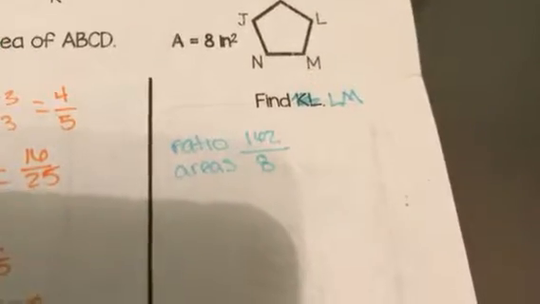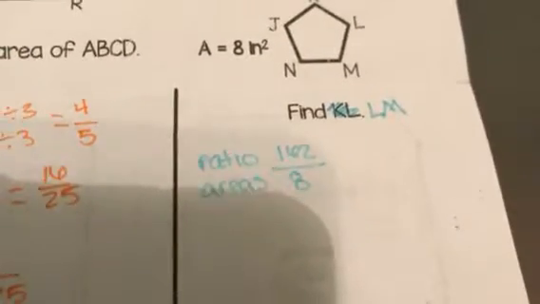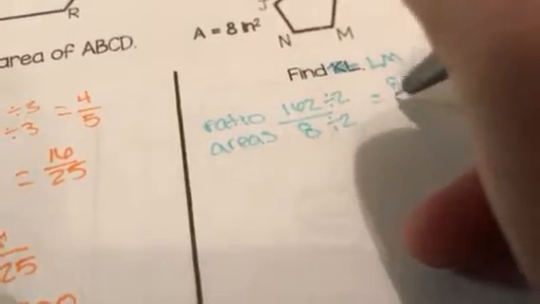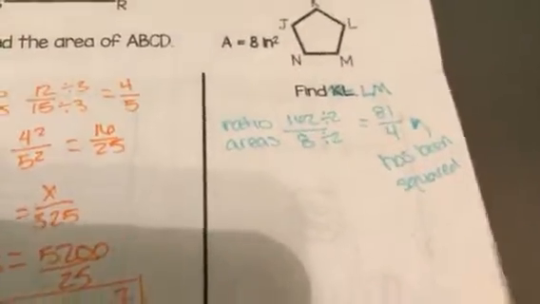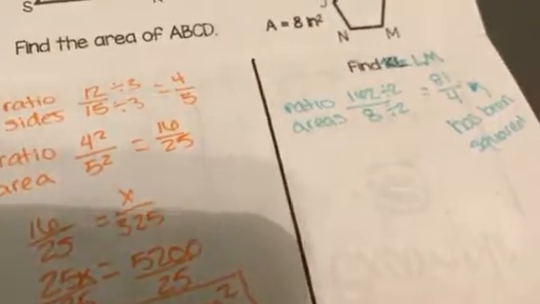So I need to figure out, can I reduce this? When in doubt, divide by 2. That's actually going to be 81 and 4. Okay, so it has been squared. So I'm going to write that: has been squared. Which means the ratio of sides, if I take the square root of that, would be what?